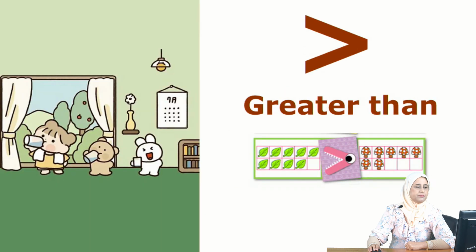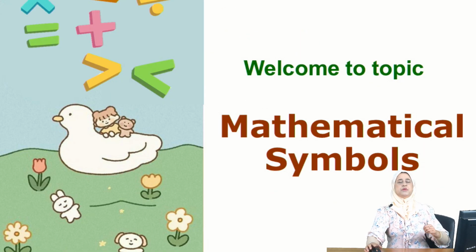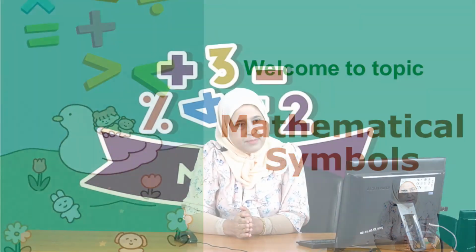And the next one, greater than. What is this? Greater than. One more time, greater than. And the next one, less than. What is this? Less than. What symbol is it? Less than. Students, this is all the mathematical symbols Teacher BB taught you.